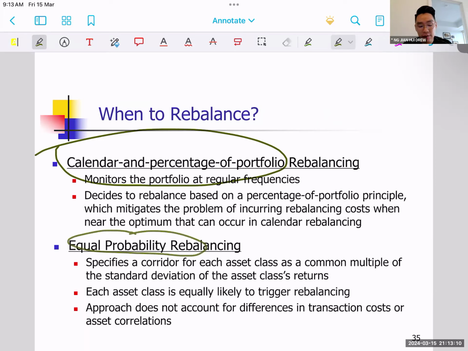We can have an equal probability rebalancing as well. So for a specific corridor for each asset, with standard deviation, we can rebalance based on the individual asset, right? So you don't rebalance the whole portfolio. You can rebalance each asset to equally likely trigger the rebalancing, and we do the rebalancing accordingly. Of course, if you look at the individual asset, the issue is that we do not consider some correlation issue, and it does not account for differences in the transaction costs, etc.